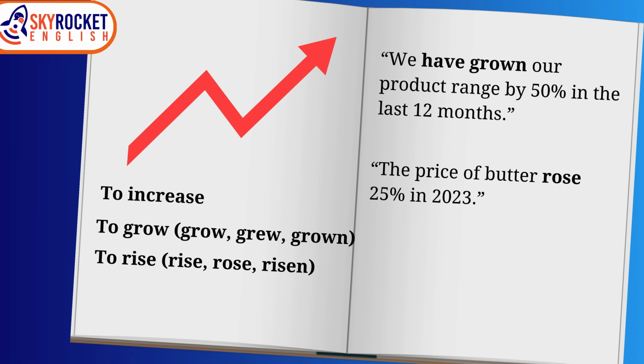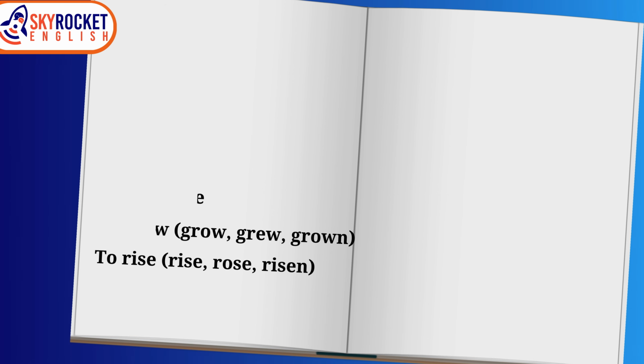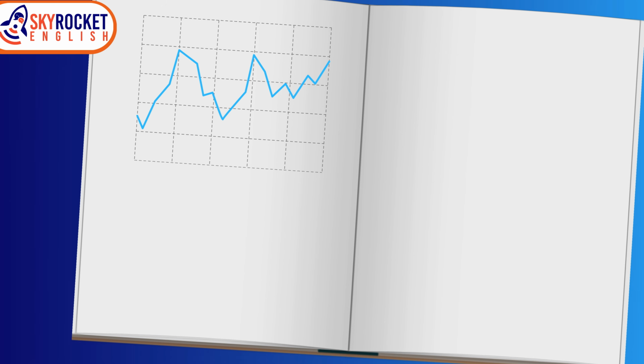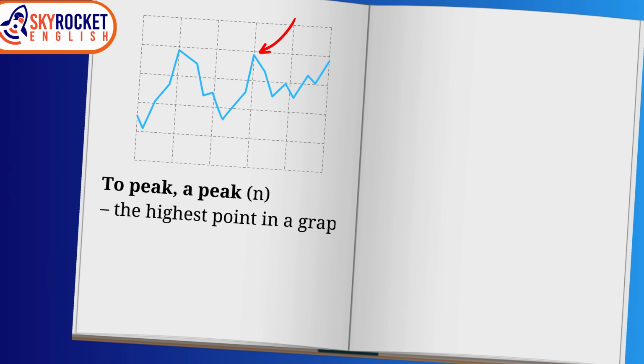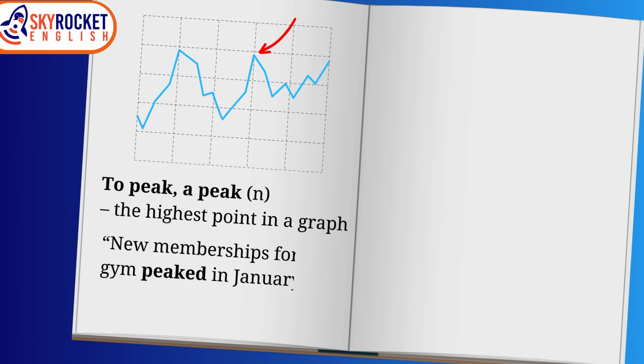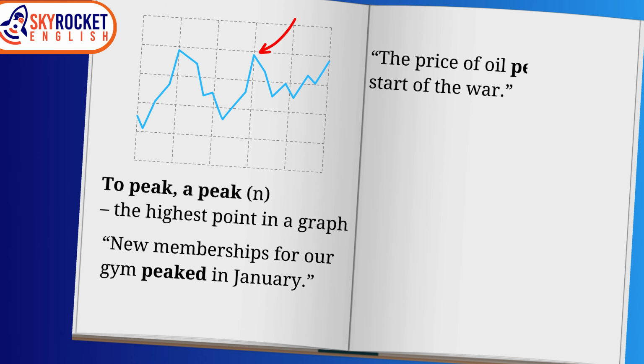But there are more expressions to talk about increases, and learning a few are sure to add life and interest to your speech. Back to graphs. The highest point of a graph is called a peak, which is both a verb and a noun. For example, new memberships to our gym peaked in January. Or, the price of oil peaked at the start of the war. To peak.